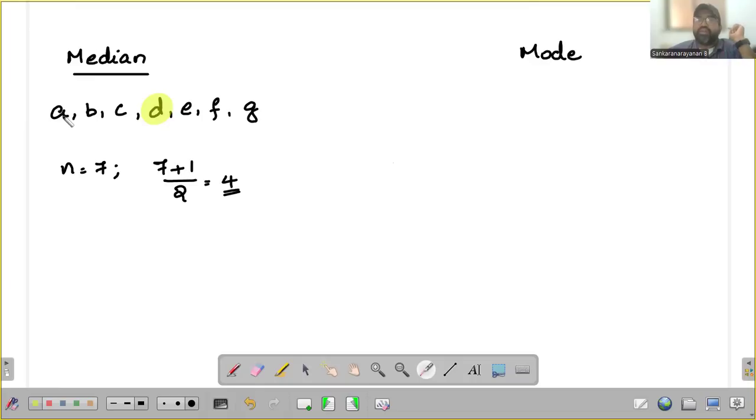I repeat, the first thing is you have to arrange these observations in the ascending or descending order. Then you can see that, here, as there are 7 observations, to the left side of the median there are 3 observations. To the right side of the median also, you have got 3 observations. Okay, so make a note of this point. Now there may be a doubt.